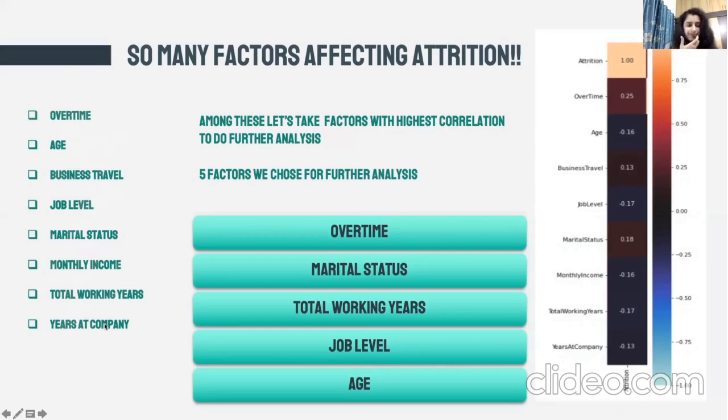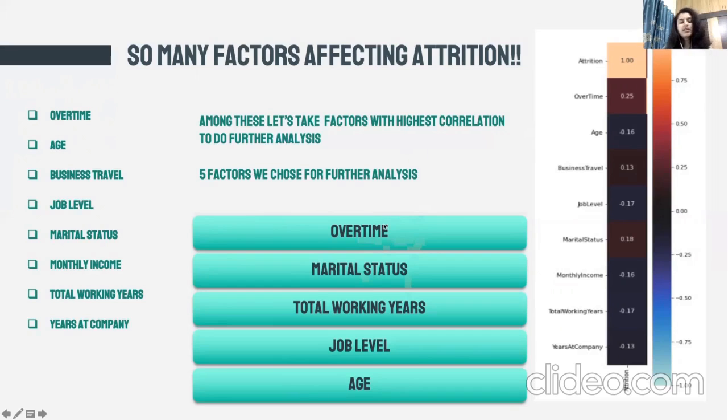Since we need only 5 factors to do further analysis, to get the 5 factors out of this, even though all of this significantly affected, we wanted the top 5. So what we did was we plotted correlation of these 8 variables with attrition, and we found that these 5 variables were the ones with highest attrition. I mean highest correlation.